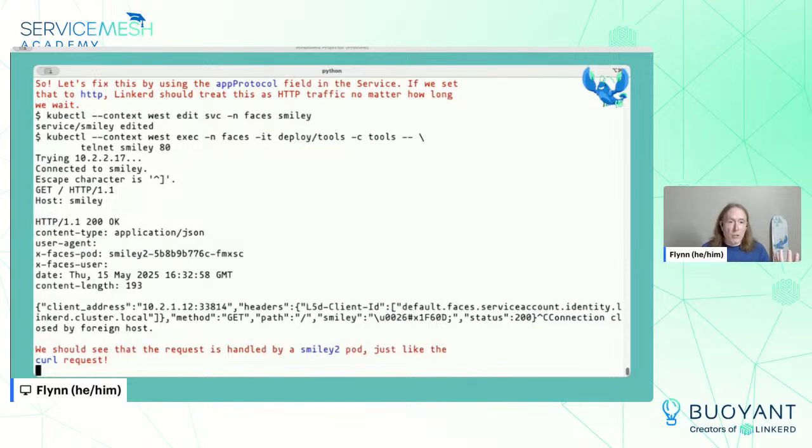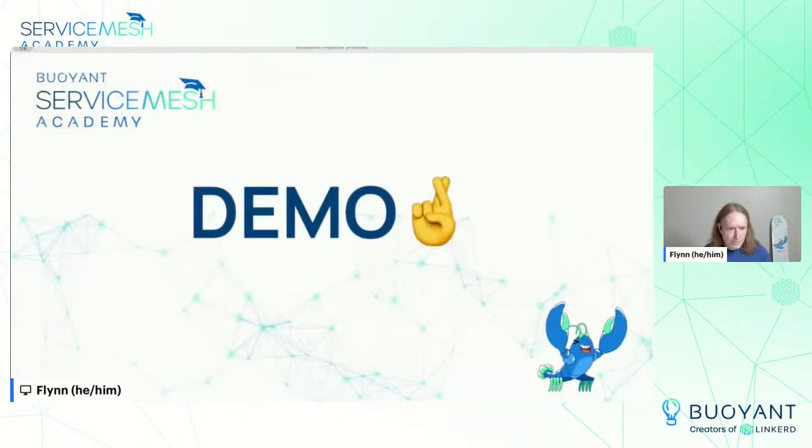So that's how protocol declarations work. The whole point is just to be able to force Linkerd to know what protocol is going on, even if protocol detection fails.